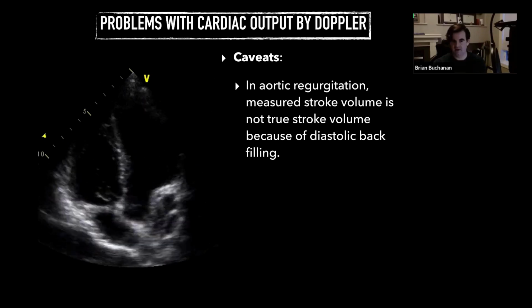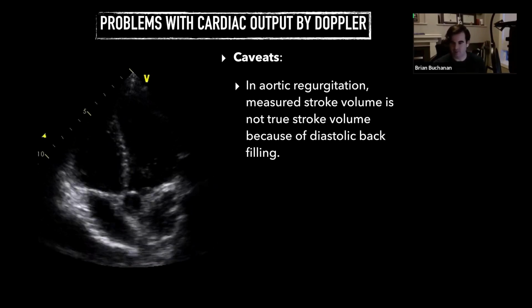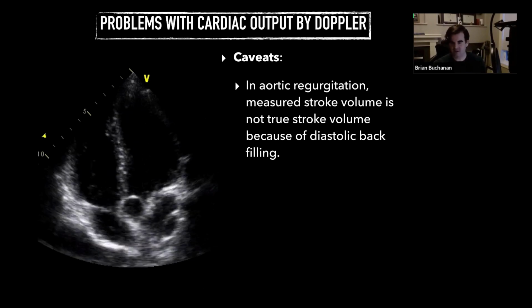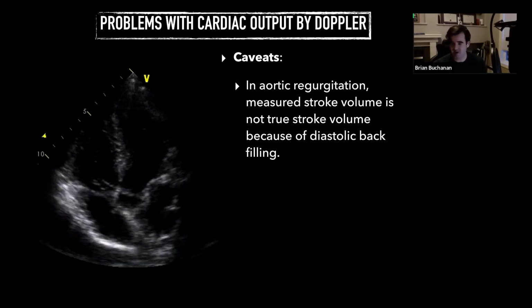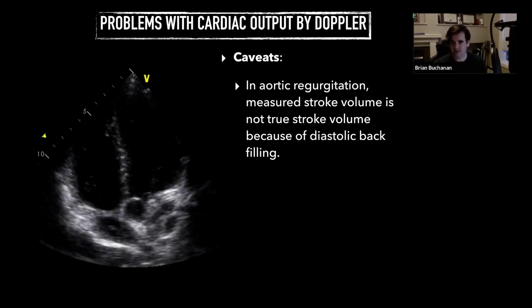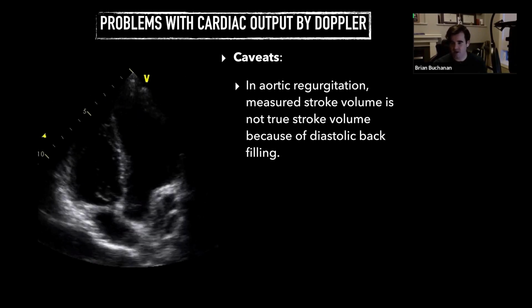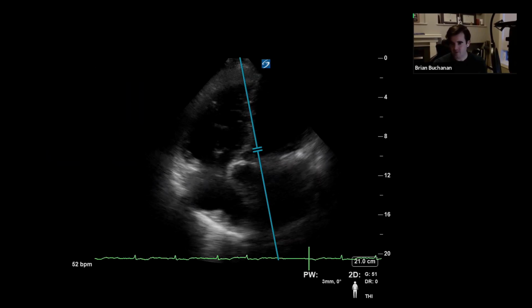Fantastic. Yes, and then obviously, you're measuring forward flow. So if you have a large amount of regurgitation, then really you're not measuring a true stroke volume because you have diastolic backfilling, because some of that blood that goes out will come back in. So you have to be very careful in that situation, and we'll talk a bit more about that in a short while here.